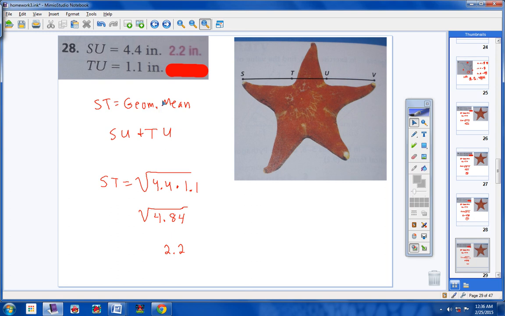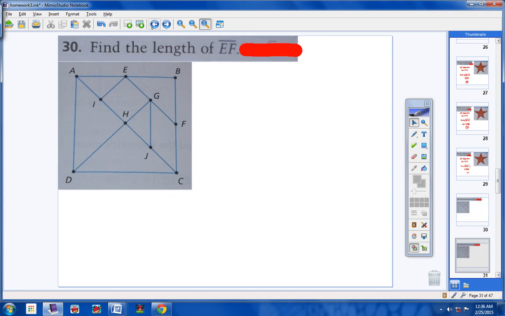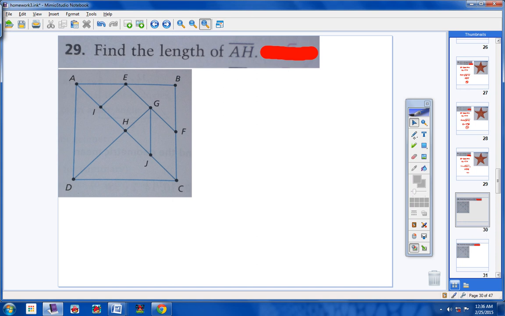So all four of those were done the same way. You're given two numbers, SU and TU, and you're told to find the geometric mean of those two numbers. So not too bad. Alright, number 29, find the length of AH. Now, what I need to do here, students, is mark some things from the directions. The directions say that I have a 4-inch square. That means this side here, and this side here is 4, and so is this side, and so is this side. Next it says, each triangle is an isosceles right triangle.